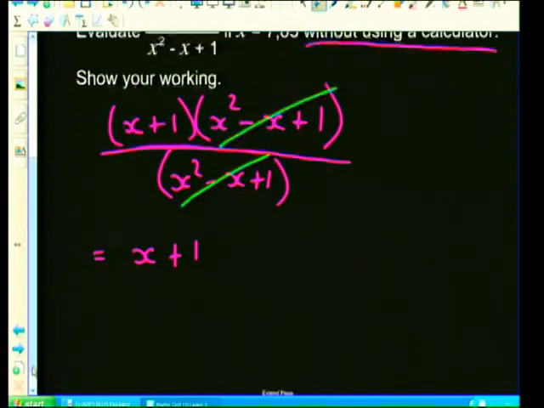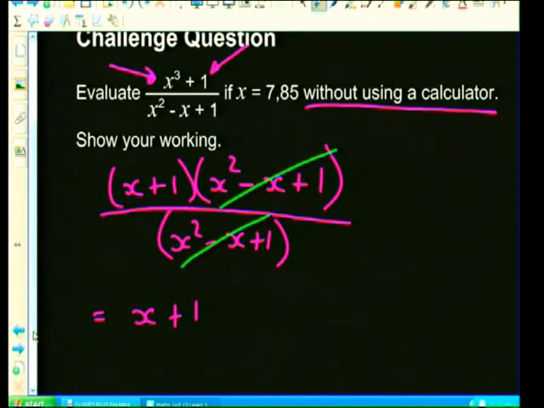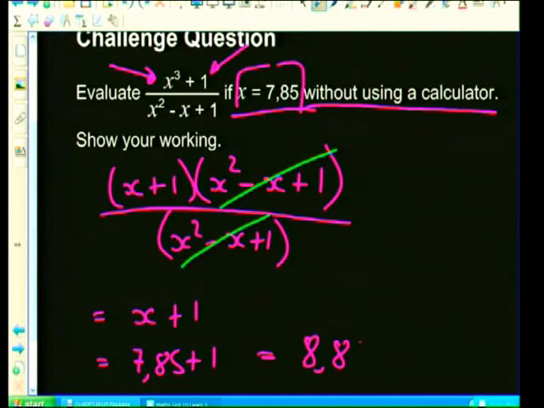Now, let's have a look back at the question. They told us that x was 7.85. So 7.85 plus 1 is equal to 8.85. We didn't need a calculator for that, did we? What did we need? What we needed was a working knowledge of factorization and fractions.